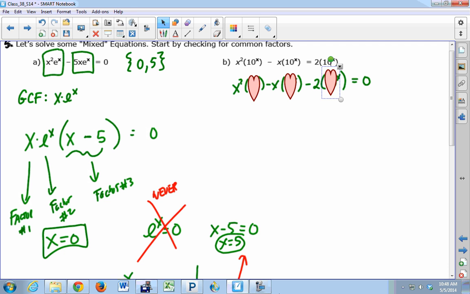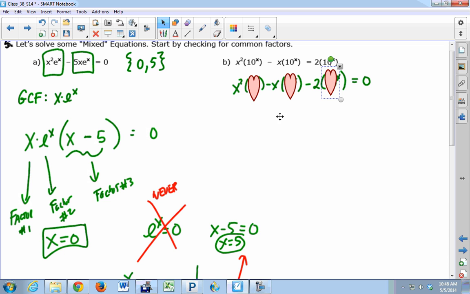Do you see a common factor all the way across there? I don't. All right, the heart's covering it. But now this equation is x squared. I love x squared, take away I love x, take away I love 2. So love is part of the equation. Do you see a common factor? Do you see anything common to every single term? Love. Love is common. We love these equations.